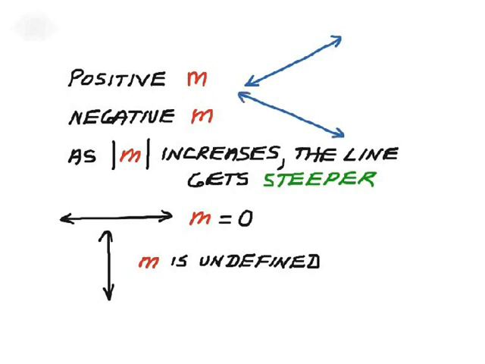Remember that as the magnitude of the number that the slope is increases, so it's greater than 1, its absolute value is increasing, or it's a negative value, but as its absolute value is greater, the line gets steeper. As the absolute value of the slope gets smaller, it's a fractional amount, the line gets flatter. Remember that a horizontal line has a slope of 0, and that a vertical line has a slope that is undefined.